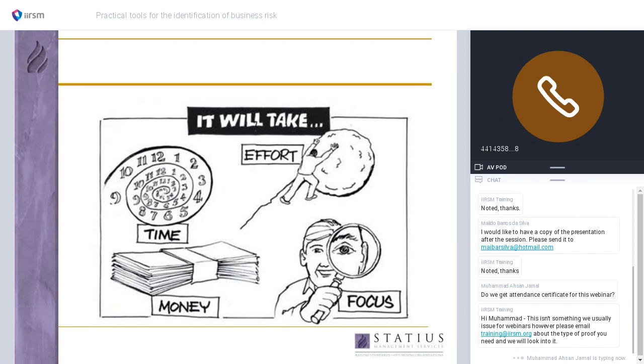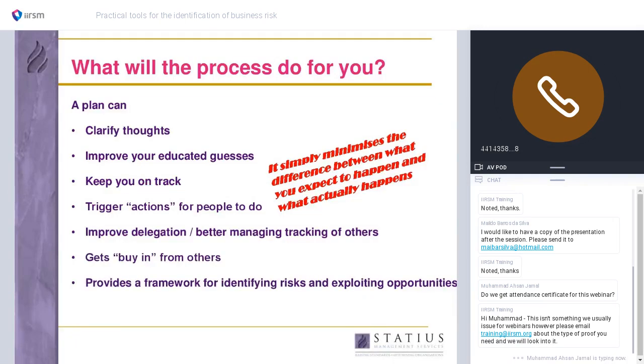Clearly, or inevitably, the process will take time, it will take effort, it will take money and focus. So at this stage, it's probably worth considering what it will do for you, what you'll get in return. That is, apart from survival. The process of adopting a robust risk and opportunity evaluation framework can bring consistency and clarity to your team's thoughts about the future direction of a company.